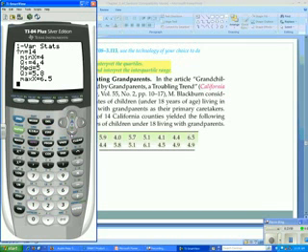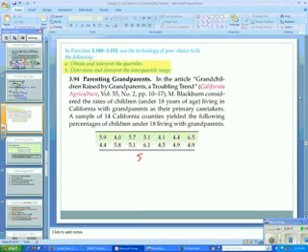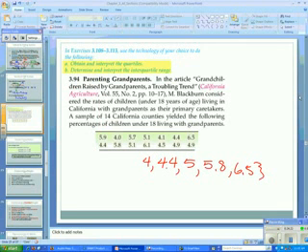So our five-number summary here would be 4, 4.4, 5, 5.8, 6.5. So that's the five-number summary.